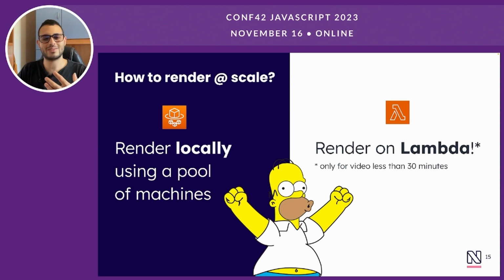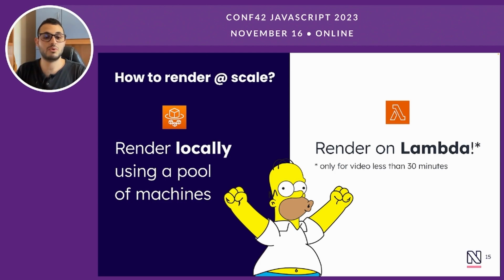So how can we render at scale? Right now we saw that we can render one single video on our computer by installing Remotion, and of course it works. But let's say that we need to produce a massive amount of videos. How can we do it? Well, in this case, Remotion gives us multiple options. The first one is render locally, and the second one is rendering on Lambda.